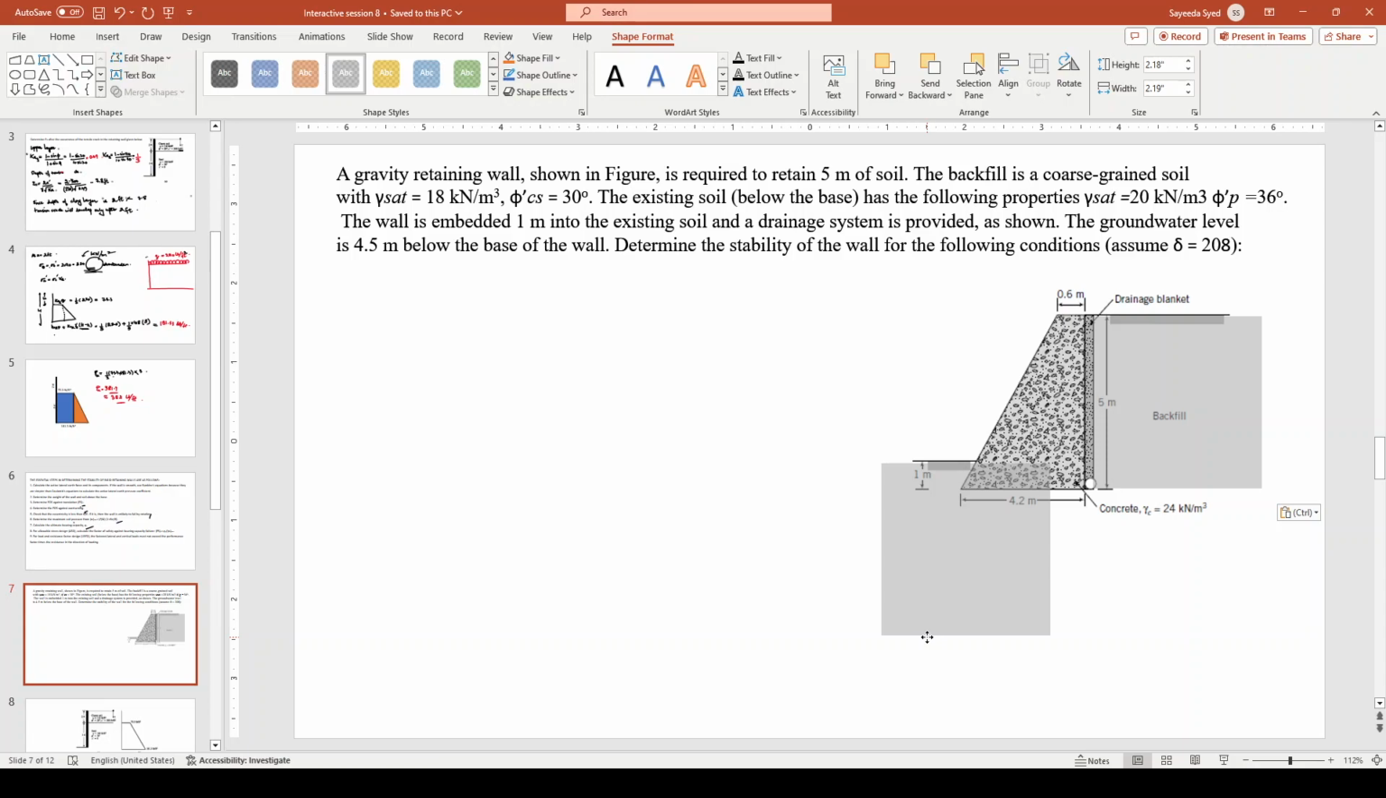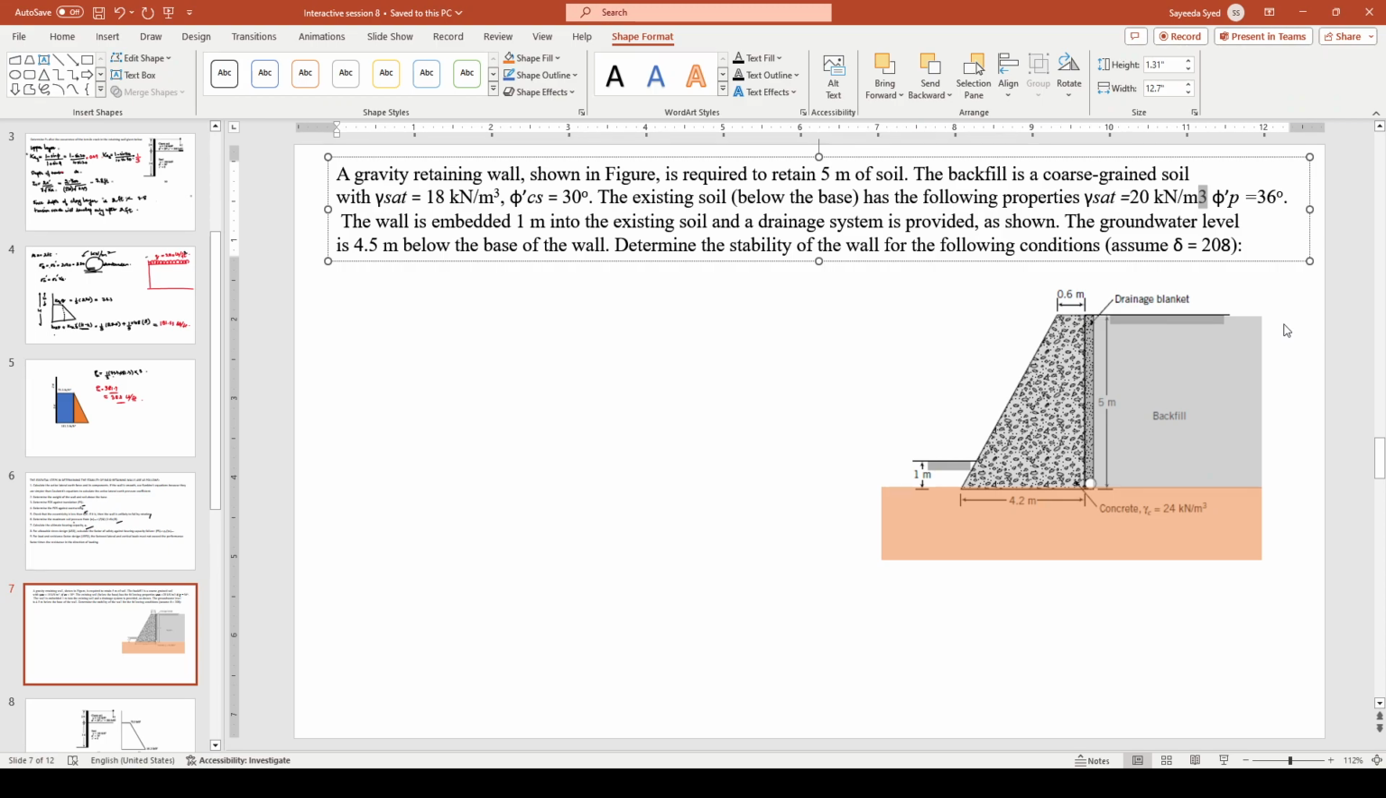Okay. The existing soil below the base has the following properties. Gamma saturated is 20 kilonewton per meter cube. Phi dash is 36. Let me just write phi dash, okay? And here also, let me write phi dash. The wall is embedded 1 meter into the existing soil and a drainage system. Let's forget about the drainage system for now. The groundwater level is 4.5 meter below the base of the wall.